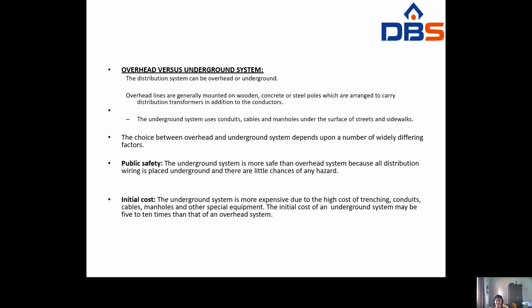So overhead lines are generally mounted on either wooden or concrete or steel poles, which are arranged to carry the distribution transformers in addition to the conductors.